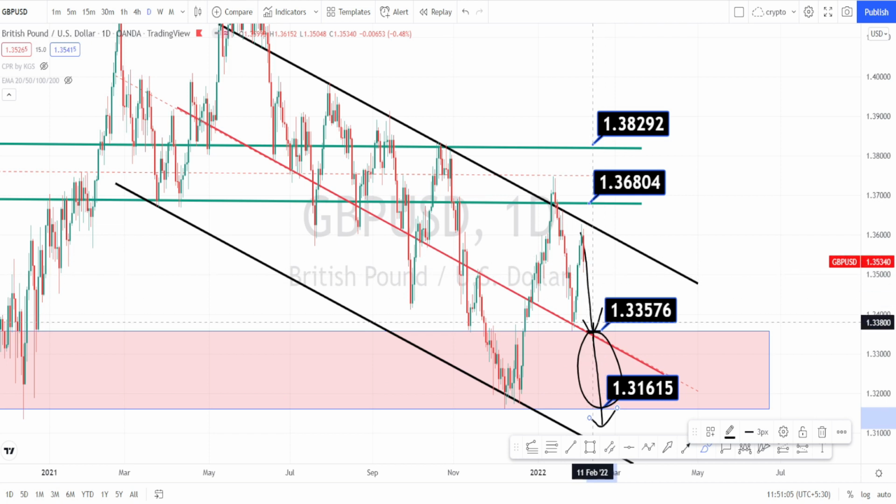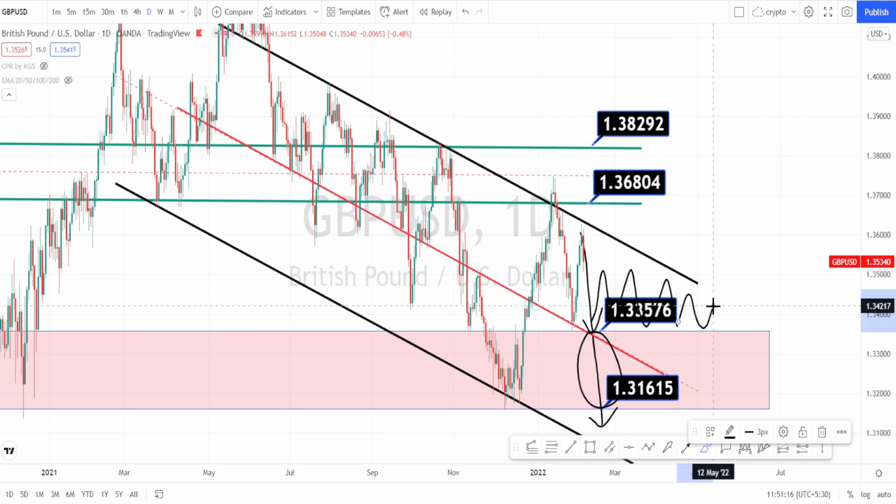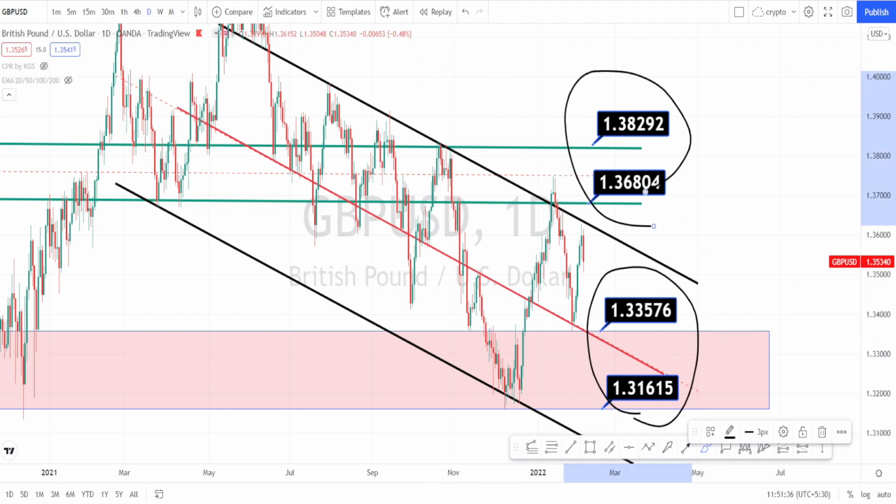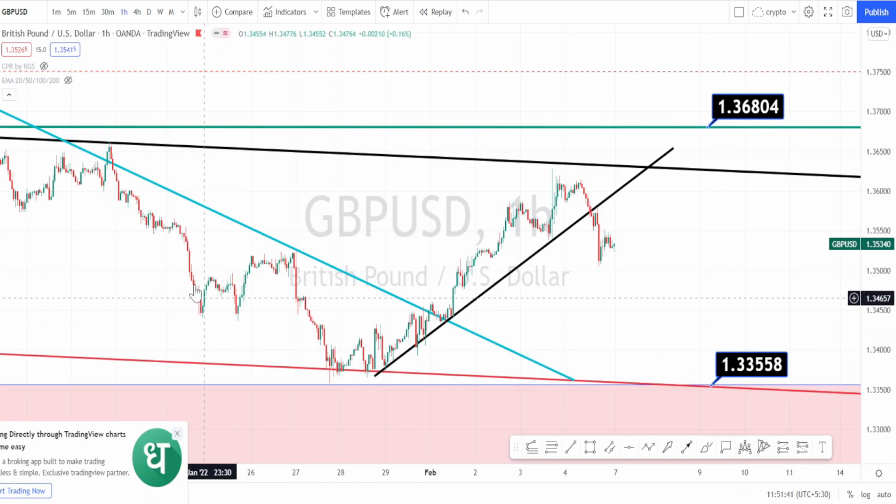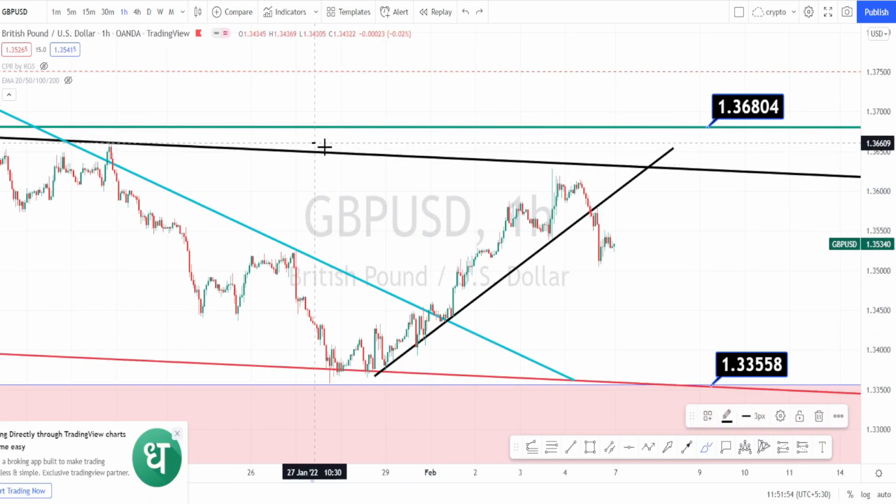If it doesn't manage to break this support area, we can expect the sideways market to continue in these currency pairs. Let us do the analysis in hourly time frame. I'm in hourly time frame now. We already know that there is a strong resistance line from the bearish channel pattern daily time frame, and I have drawn a trend line over here.